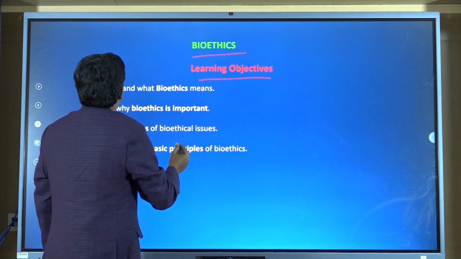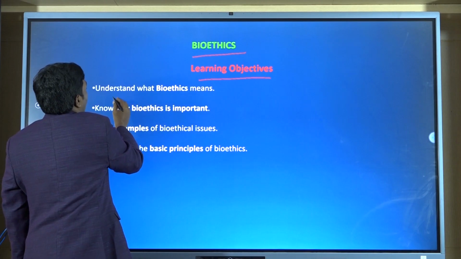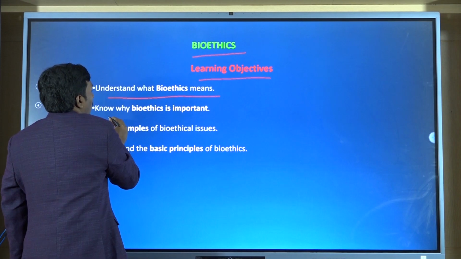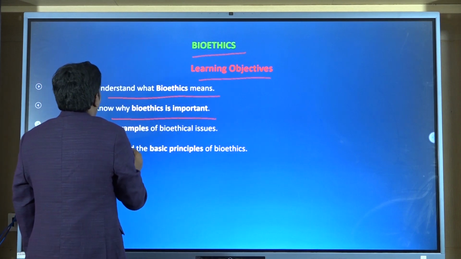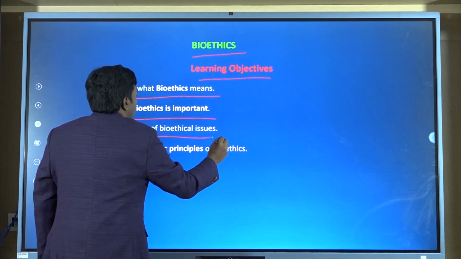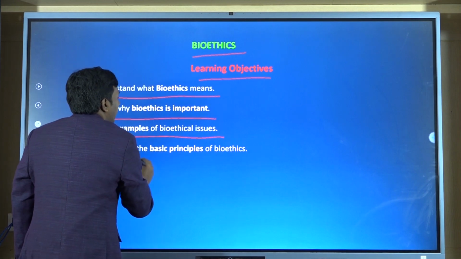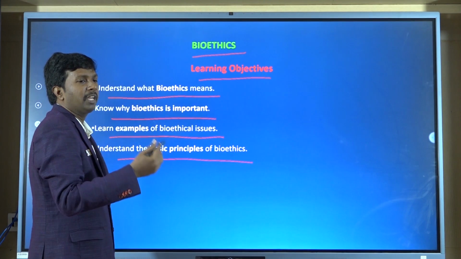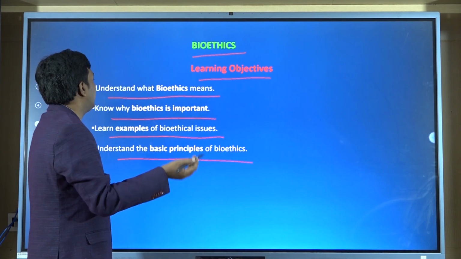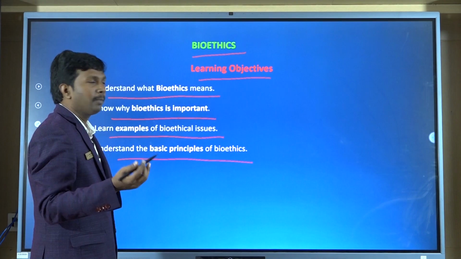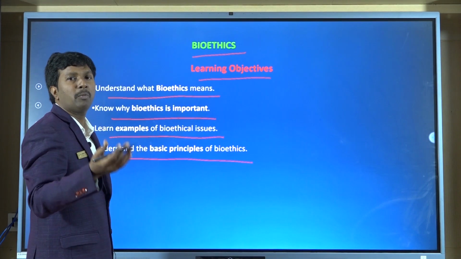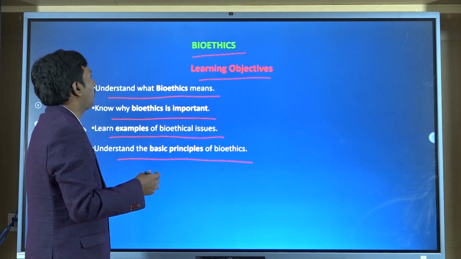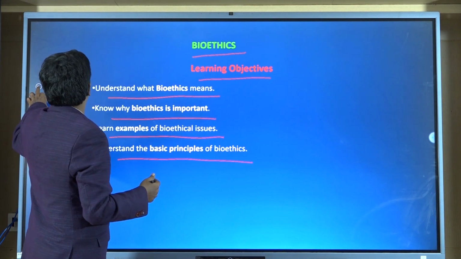These are the learning objectives. First, we can understand what bioethics means. Next, know why bioethics is important, learn examples of bioethical issues, and last, understand the basic principles of bioethics. So after finishing this class, we can know what bioethics is, why it is important, what the examples of bioethical issues are, and what the basic principles of bioethics are.